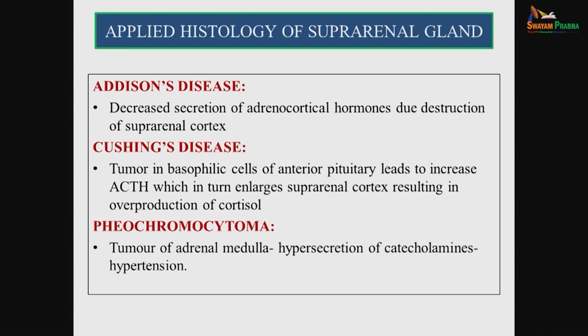Coming to the applied histology of suprarenal gland. When there is a decreased secretion of adrenocorticotropic hormone due to destruction of the suprarenal cortex, it leads to a condition called Addison's disease. Whereas when there is excessive secretion of these hormones because of a tumor in the basophilic cells of the anterior pituitary, it leads to a condition called Cushing's disease. Pheochromocytoma is a tumor of the adrenal medulla where there is hypersecretion of catecholamines, which leads to hypertension.